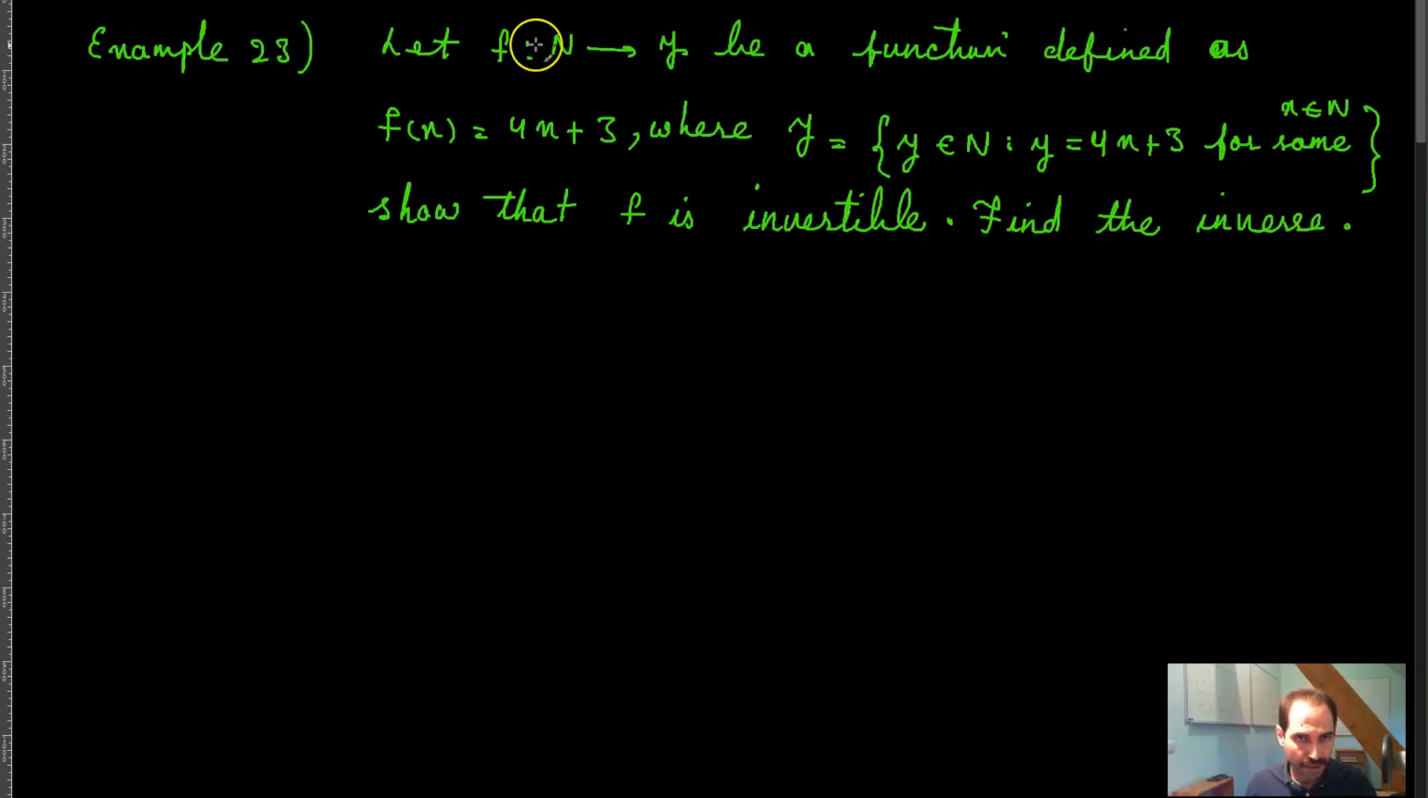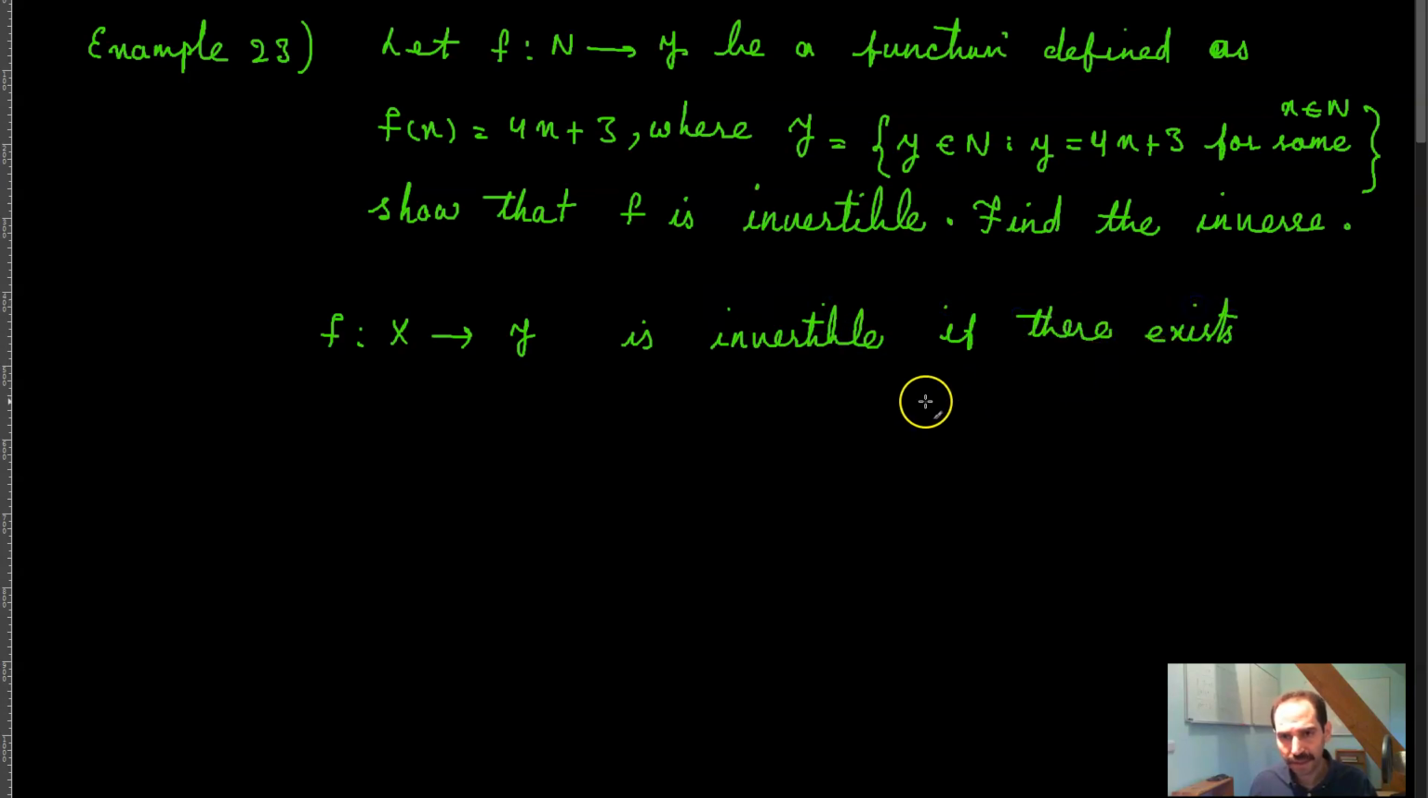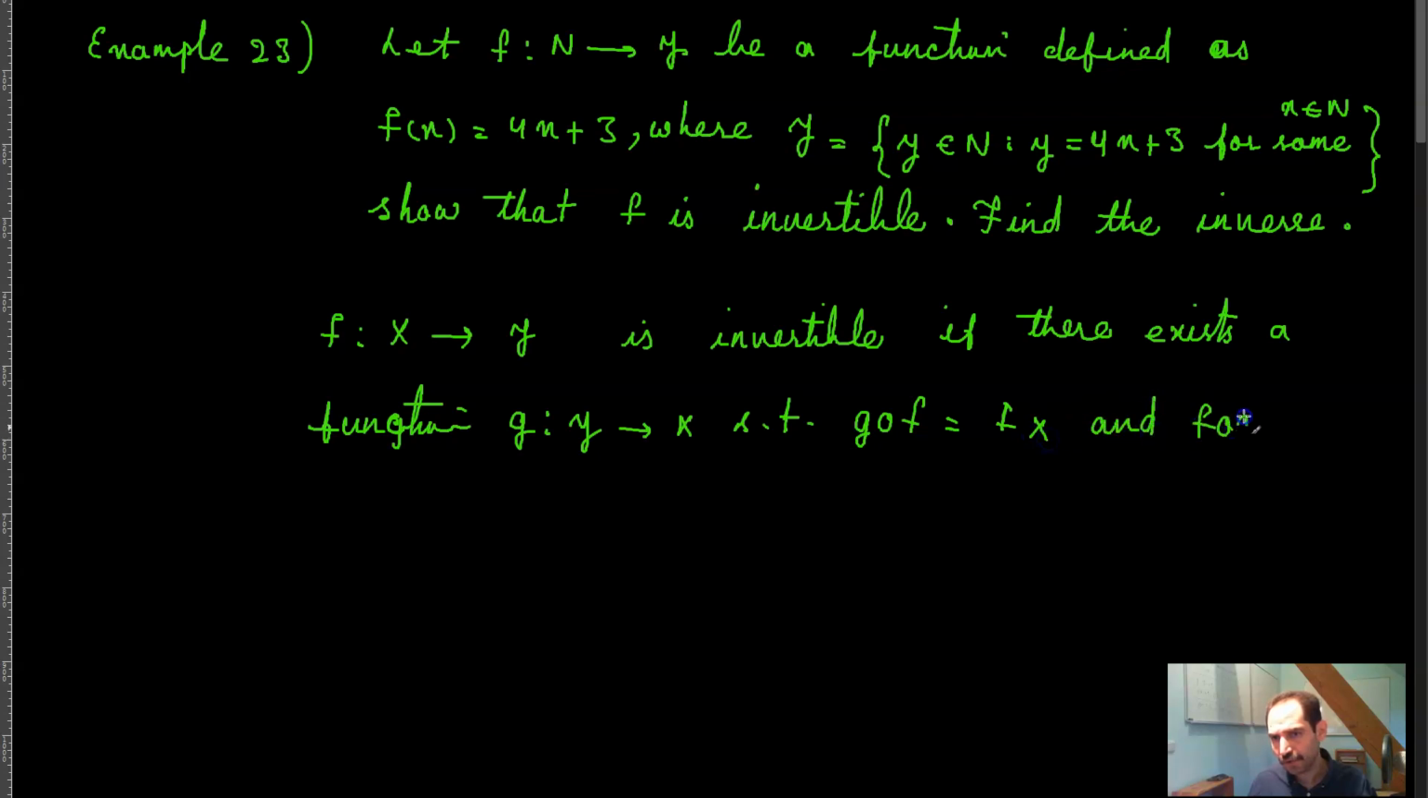And you want to find the inverse. So we said that a function f from x to y is invertible if there exists a function g from y to x such that g o f is equal to I of x and f o g is equal to I of y.